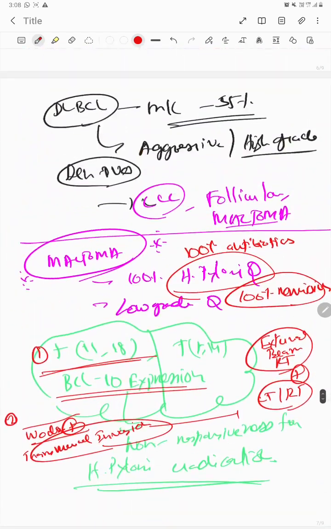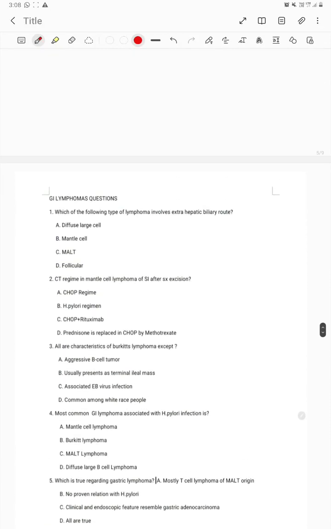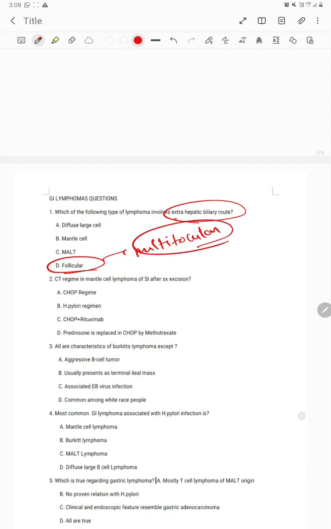So let us see few of the questions related to your lymphomas. Which of the following types of lymphoma involves the extrahepatic biliary route? So this is one of the lymphomas that we have not discussed. Here the answer is follicular lymphoma. Follicular lymphoma is multifocal in nature. It is one of the lymphomas that is multifocal, and it is very rare. Only 1% of GI lymphomas are follicular lymphoma, and it will be a multifocal lesion.